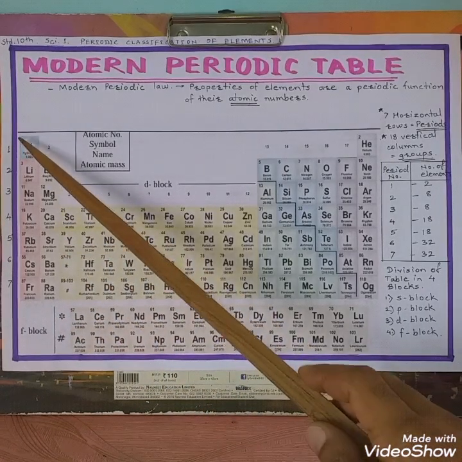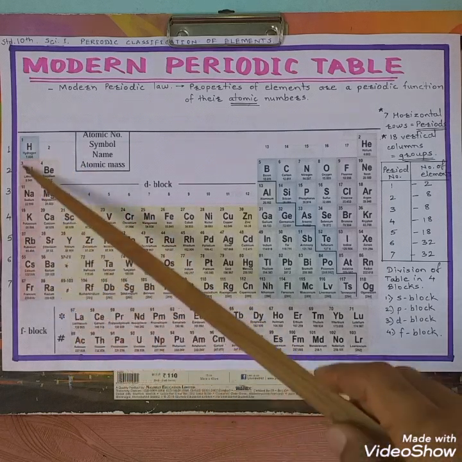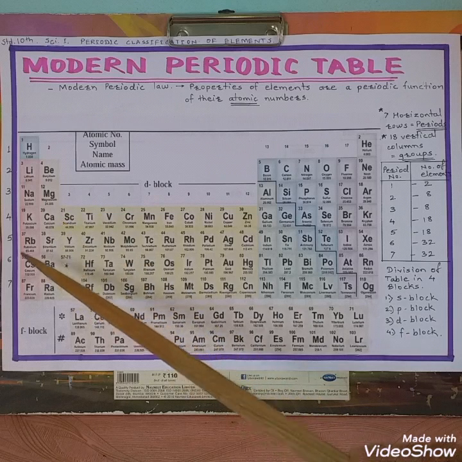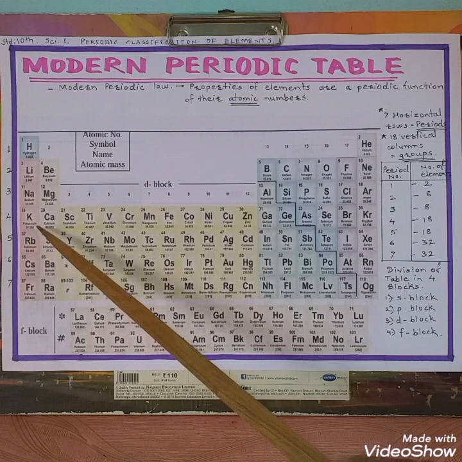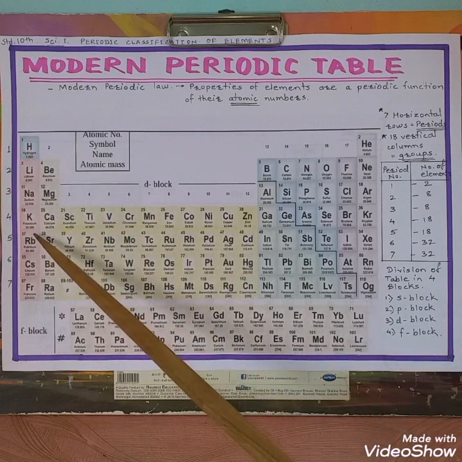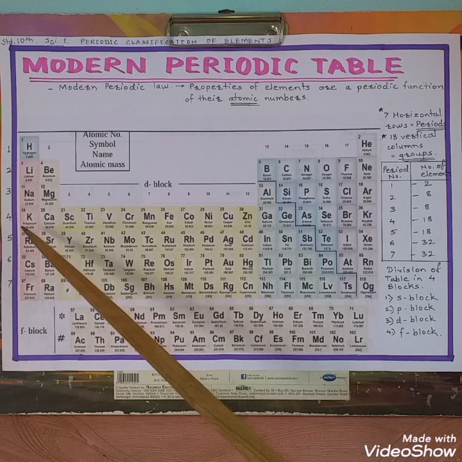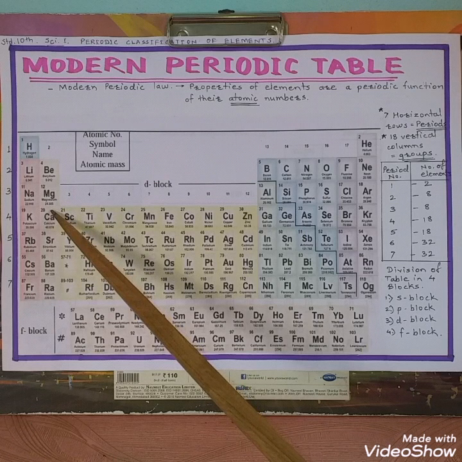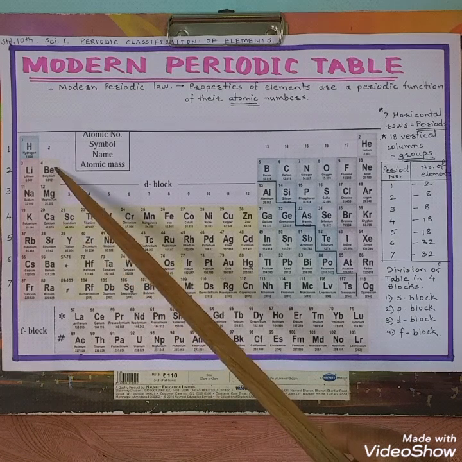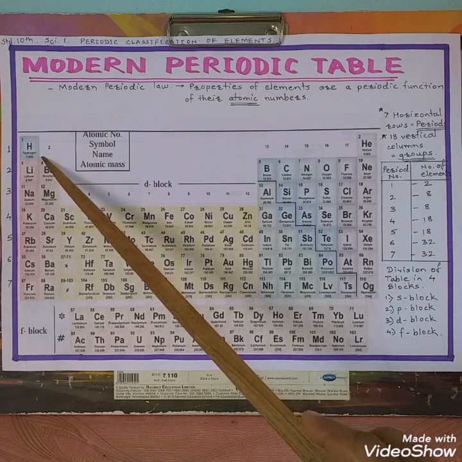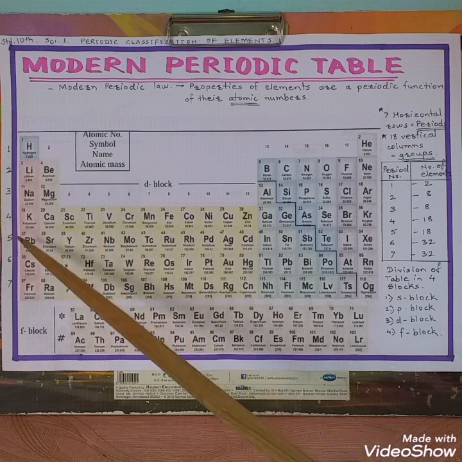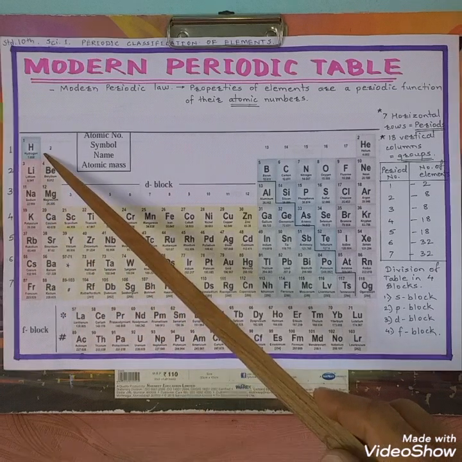Now, S block elements, these are the normal elements in which only the outermost electron shell is incompletely filled. And here in first group, the number of electrons present in the atoms of the elements is 1, and here the number of electrons is 2. In S block, all the elements except hydrogen are metals. These are all metals except hydrogen.